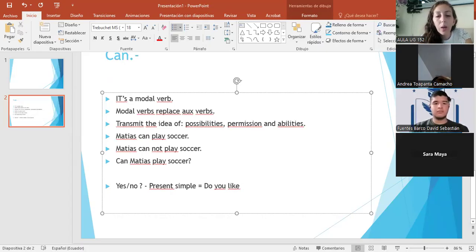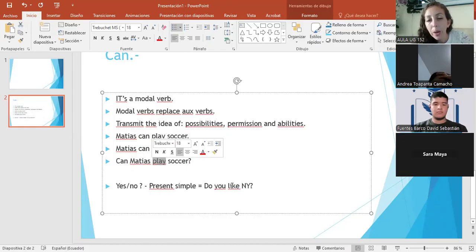Okay, do you like New York? Let's say that is the question. Same structure. Auxiliary verb, modal verb. Subject, subject. Principal verb, principal verb. Complement, complement. Question mark, question mark. It is exactly the same.